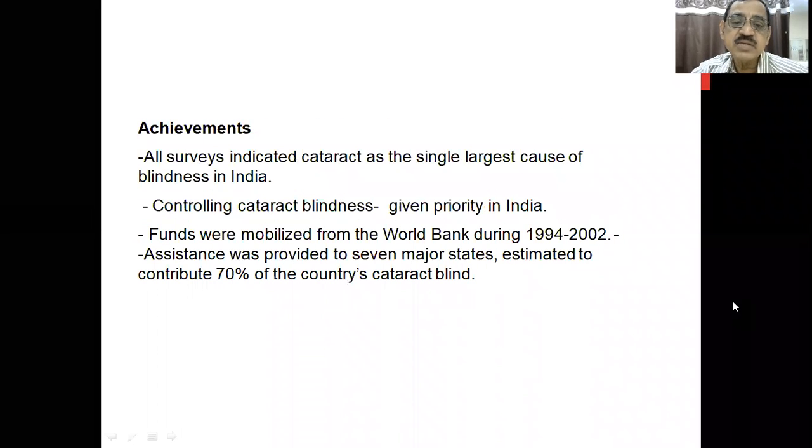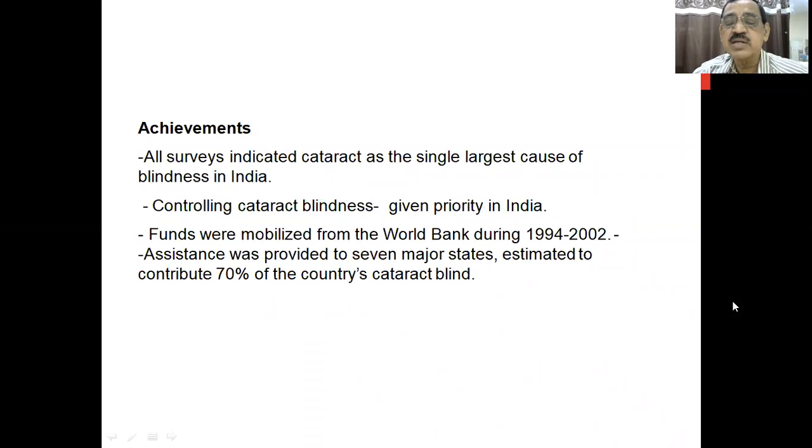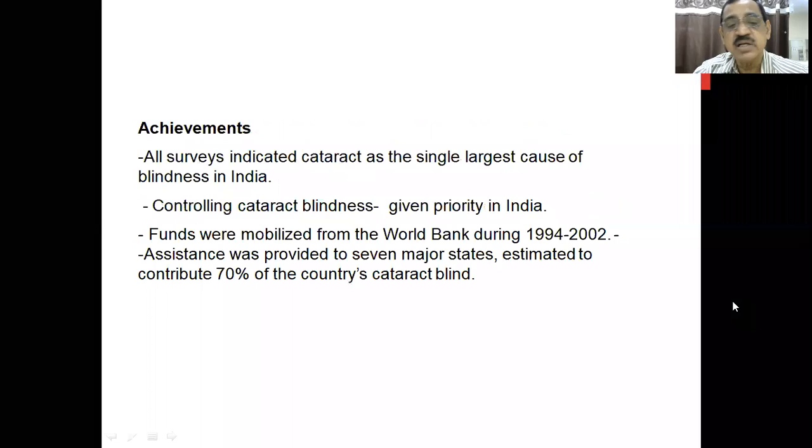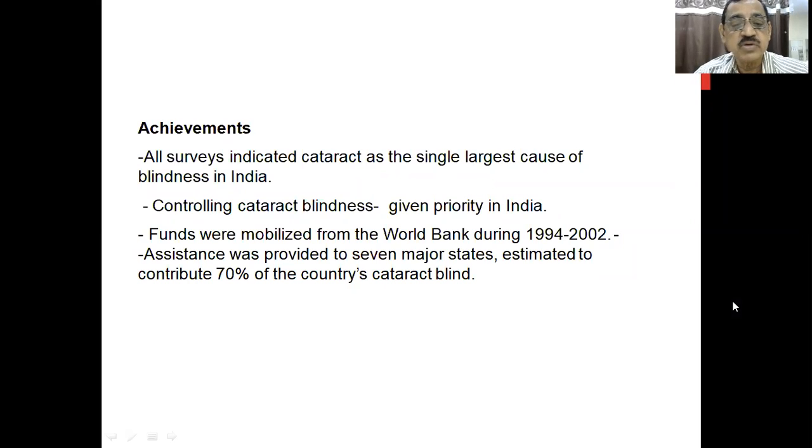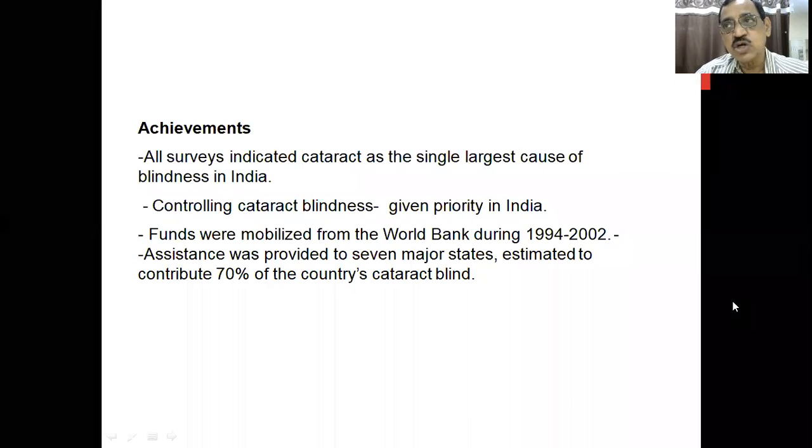Achievements: all surveys indicated cataract is the single largest cause of blindness in India. Controlling cataract blindness was given a lot of priority in India so as to reduce the amount of blindness. Funds were mobilized from the World Bank during 1994 to 2002, and even now we do it. I think recently the World Health Organization and World Bank stopped funding this project. Assistance was provided to 7 major states, which are estimated to contribute nearly 70% of the country's cataract blind.